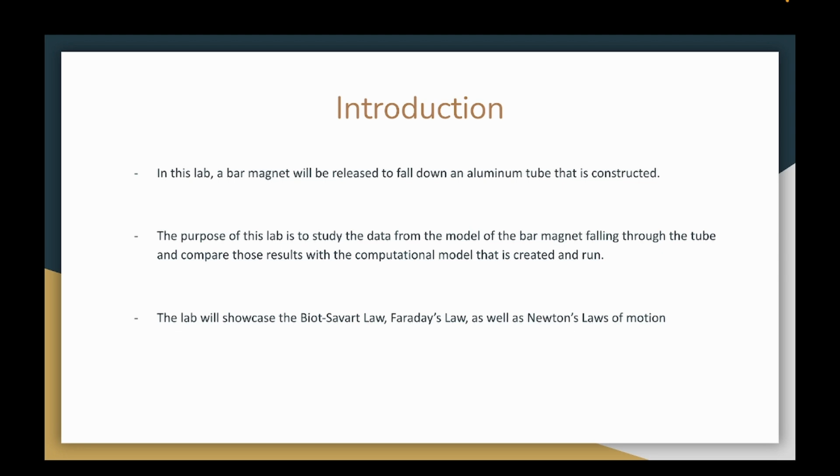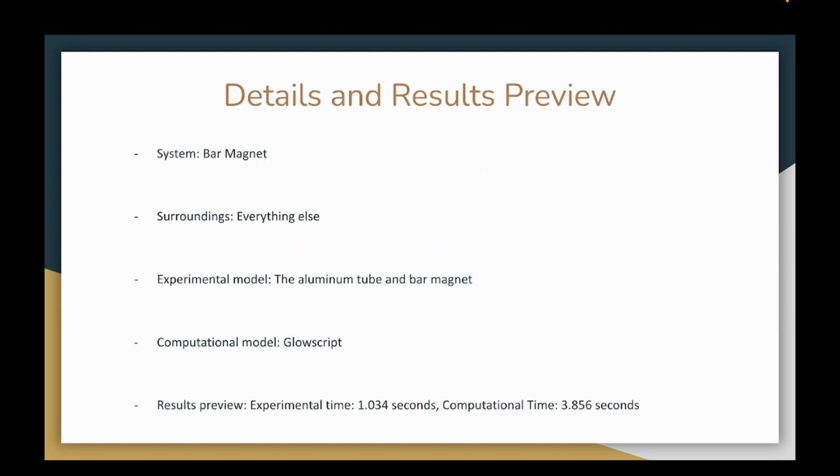So, a brief introduction. In this lab, a bar magnet is going to be released to fall down an aluminum tube that is constructed. The purpose of doing this is to study the data from the model of the bar magnet falling through the tube and to compare those results with the computational model that is created. So, this lab is going to showcase the Biot-Savart law, Faraday's law, as well as Newton's laws of motion.